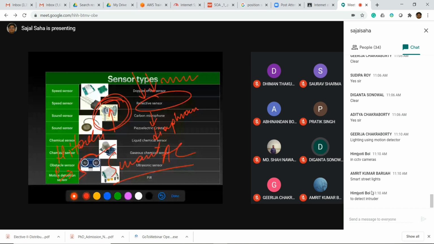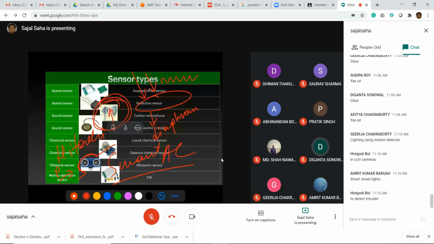Okay. So is there any question regarding this one? Regarding all the sensors? I have shown you what the different types of sensors are.